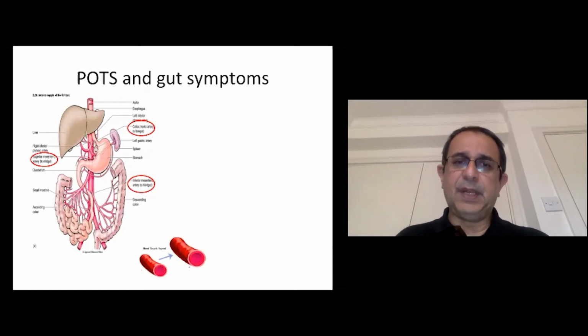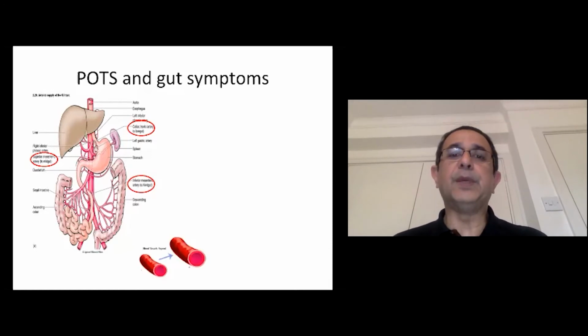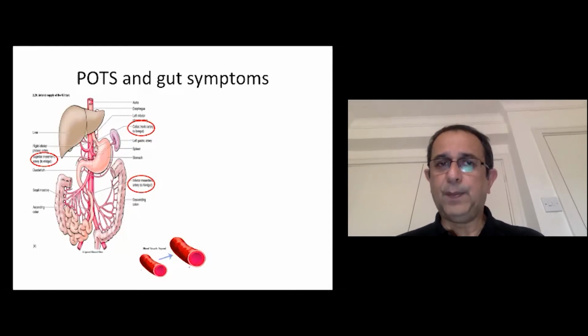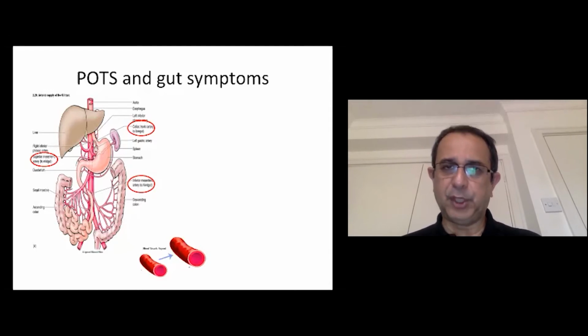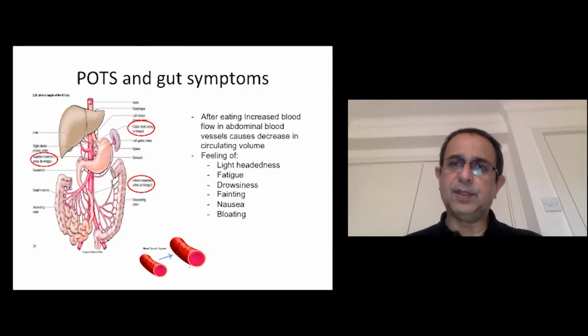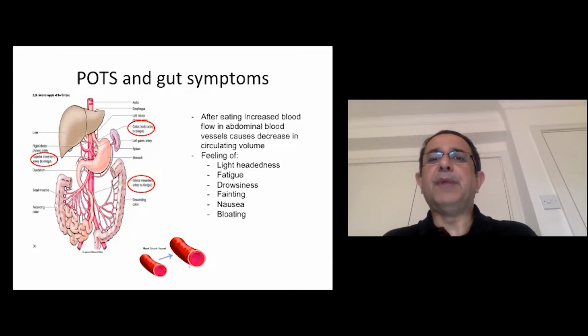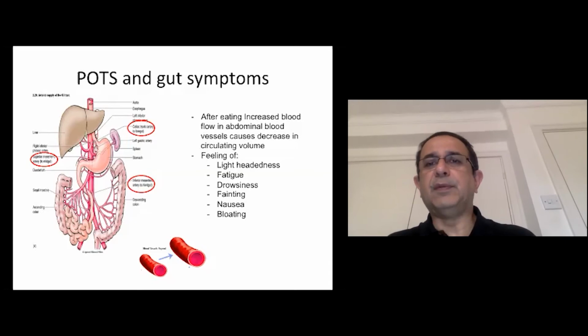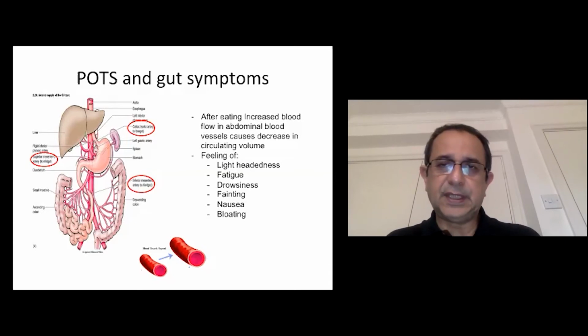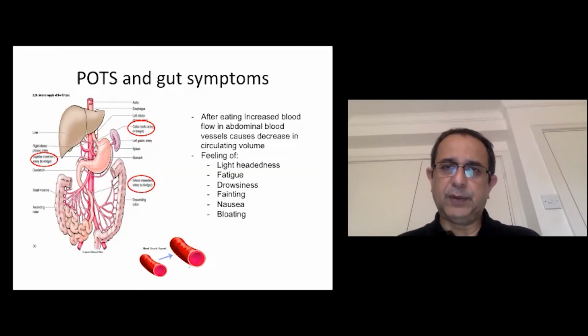At a very simple level, there is an increase in blood flow when we eat, and the blood vessels expand. That means that there is more blood trapped within the tummy cavity, and if you're already running on a very low blood pressure, that can lead to a further drop in blood pressure. Your heart rate can go up, and you get worsening of your tachycardia, of your POTS symptoms. But there can also be, as I've described, lightheadedness, fatigue, drowsiness, fainting, nausea, bloating, etc. that can occur.